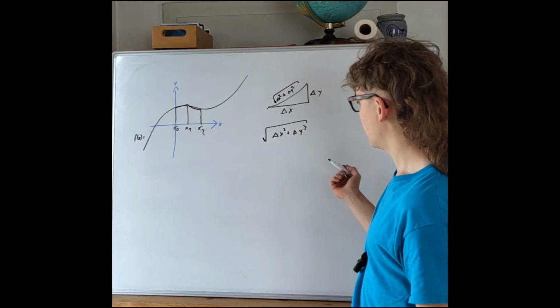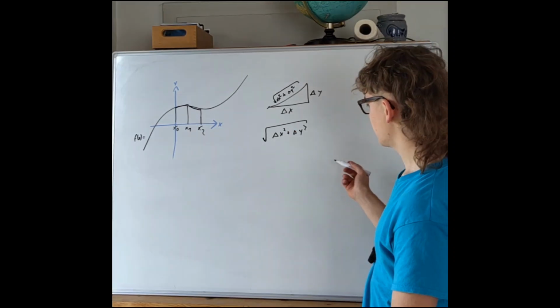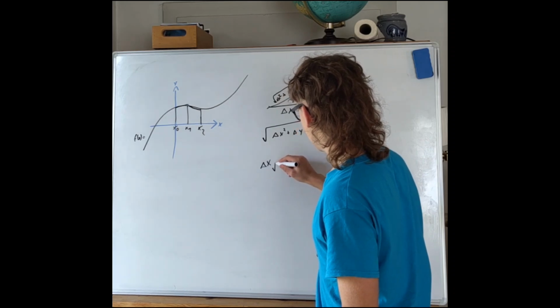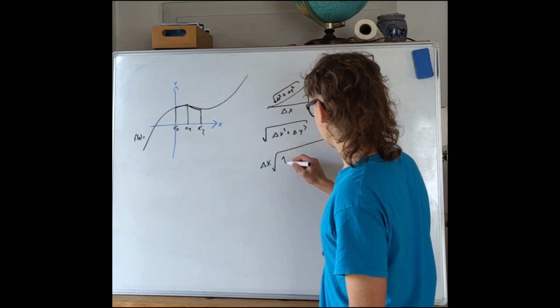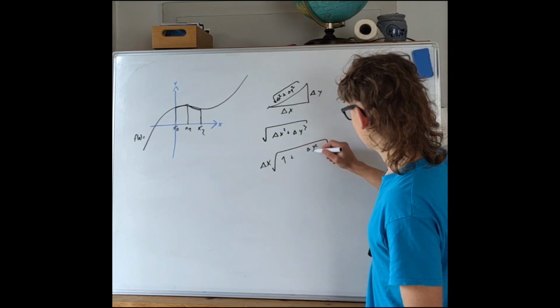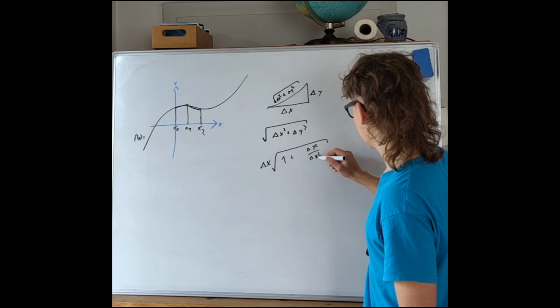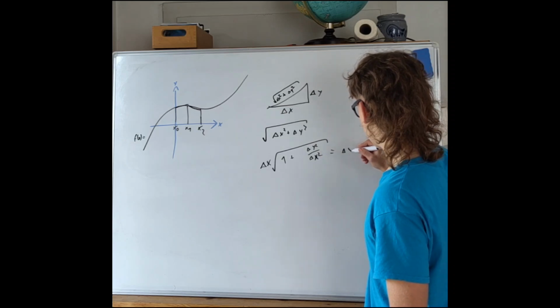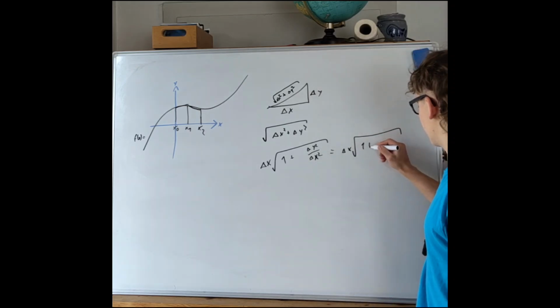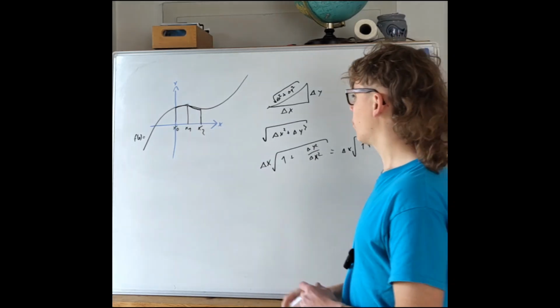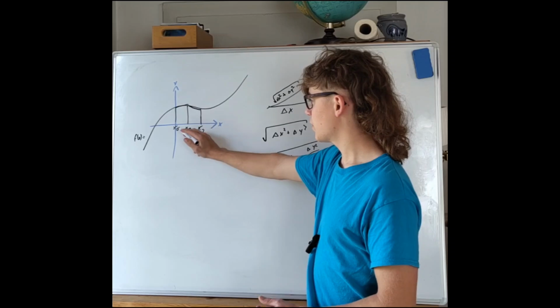And now we can factor out a delta x. So we get delta x, and then the square root of this just becomes 1 because it's squared, right? And then this becomes delta y squared over delta x squared, and we can rewrite this as delta x times the square root of 1 plus (delta y over delta x) all squared. Okay, so what we need to do now is first of all plug all these numbers in and then sum it.